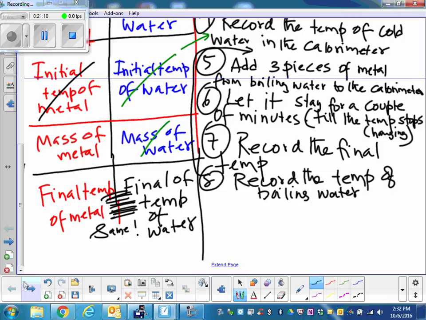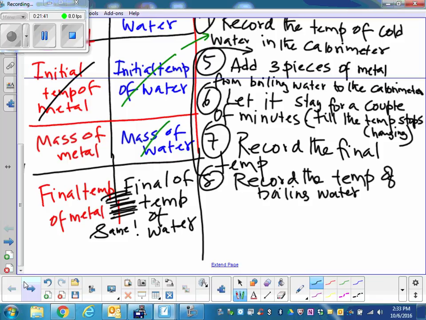I'm sorry? Somebody said something? Zero it out. Zero out what? The cup of water? The metal is inside the water. So how am I going to do it? And we recorded the final temperature. Is that right? So how am I going to record the mass of the metal? It's sitting inside my calorimeter. What am I going to do?